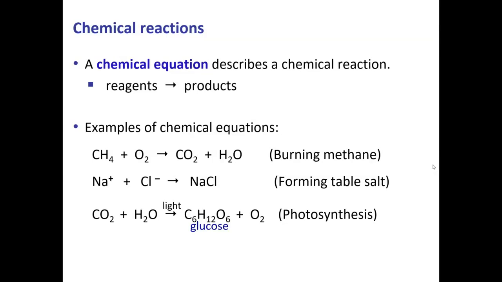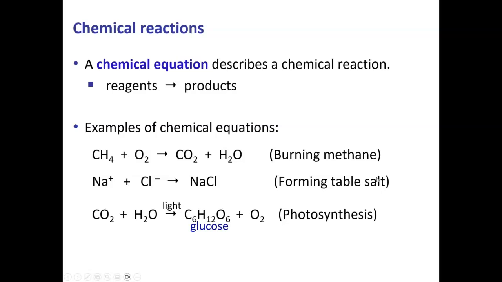This one is photosynthesis: carbon dioxide from the air, water from the soil. In a plant, we'll use the energy in light to put these two smaller molecules together to make this bigger molecule. This is glucose. And oxygen is a byproduct. So plants give off oxygen as they do this photosynthesis.